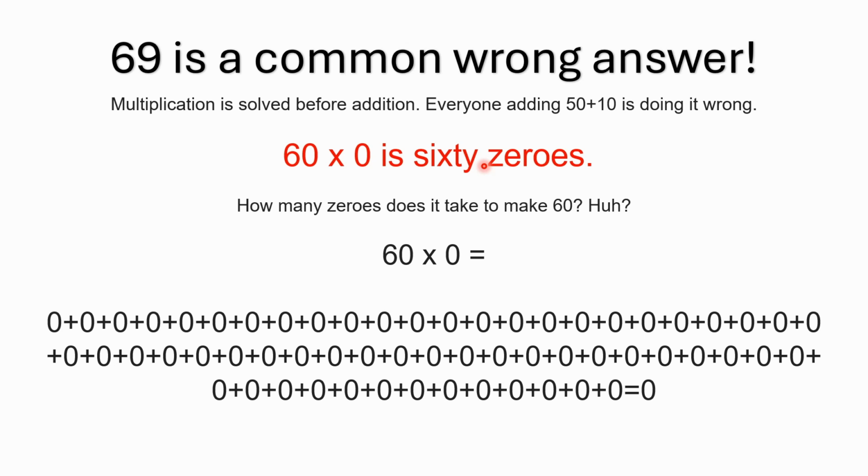Multiplication refers to how many groups of something you have. If I have 60 donuts and I'm going to put them in bags and sell them by the bag, and guess what? I have 0 bags. Oh my God, that means I can't sell any donuts in bags.